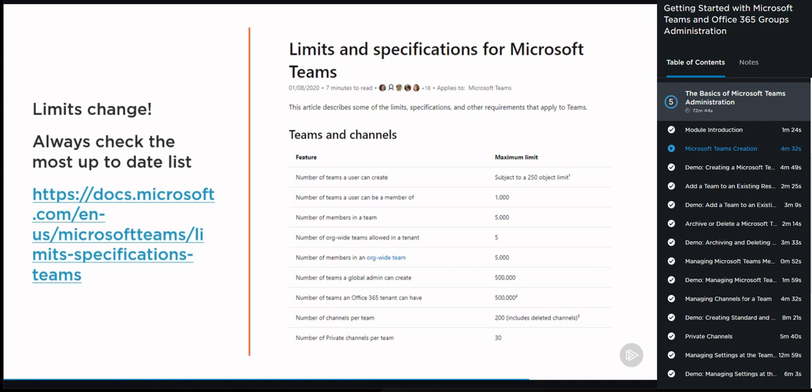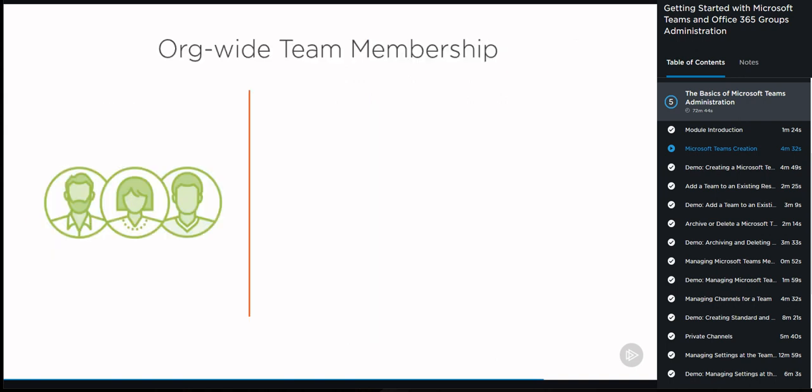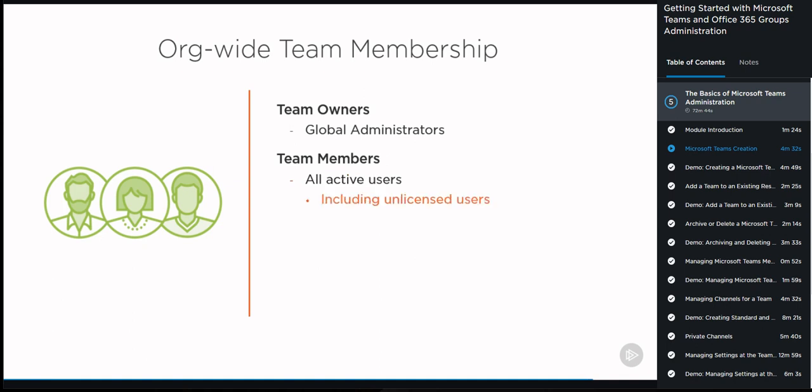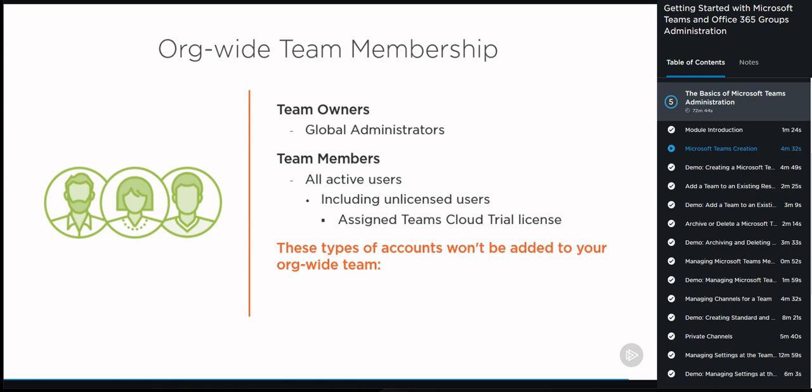Just to lightly touch on membership here, as we're going to have a more dedicated section to it, when an org-wide team is created, all global admins are added as team owners, and all active users are added as team members. Unlicensed users are also added to the team, and the first time an unlicensed user signs into the team, the user is assigned a Microsoft Teams Commercial Cloud Trial license. There are some types of accounts that will not be added, and those are accounts that are blocked from sign-in, guest users, room or equipment accounts, and accounts backed by a shared mailbox.